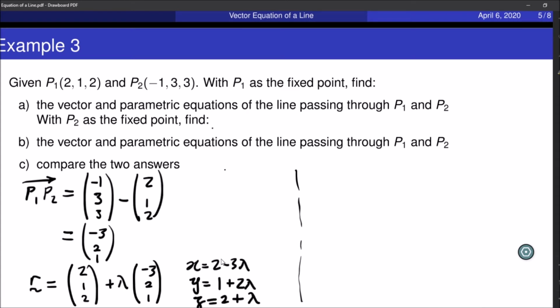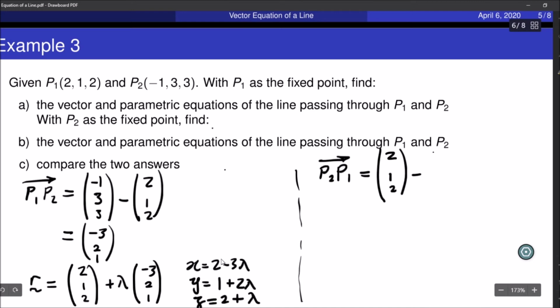Now let's look at from P2. If we're using P2 as the fixed point, then let's look at P2 to P1. Okay, so it's just the reverse, the opposite of the last one. So it's 2, 1, 2 minus -1, 3, 3. So we end up with 3, -2, -1. Well, as expected, this vector is the opposite direction of this one.